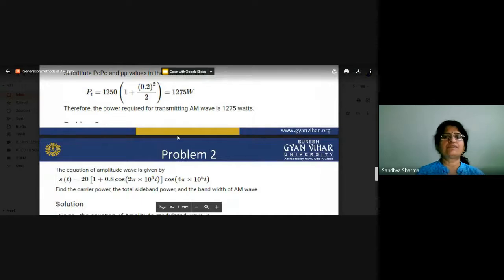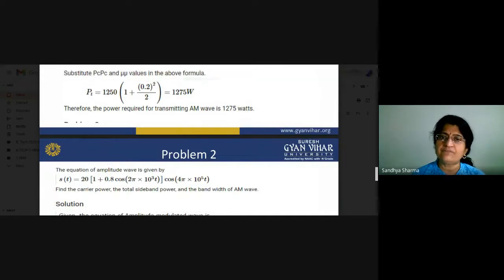So the power required for transmitting the AM wave is 1275 watts. This is the total power which we are using for transmitting our signals.